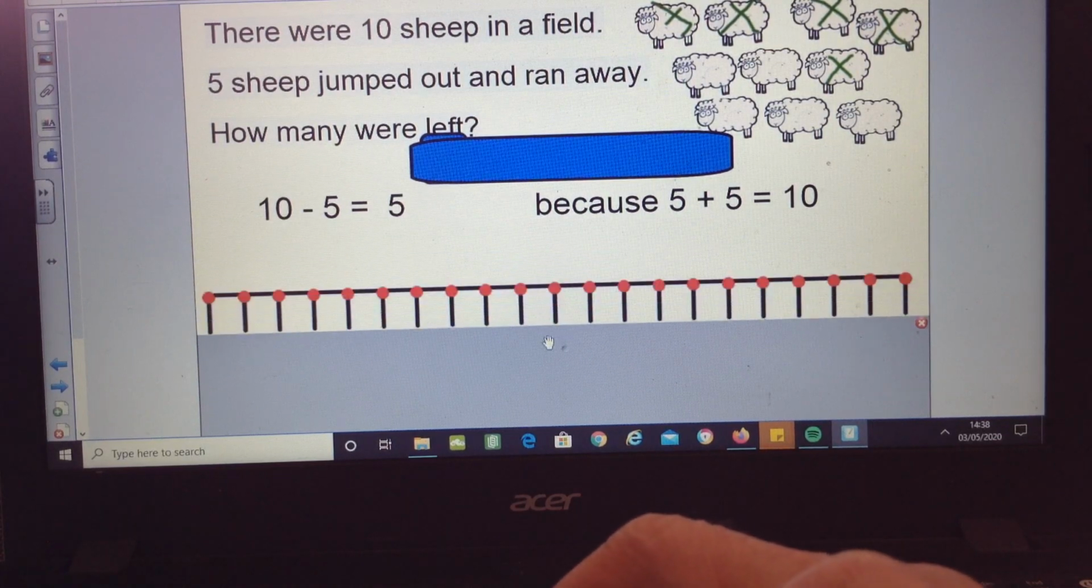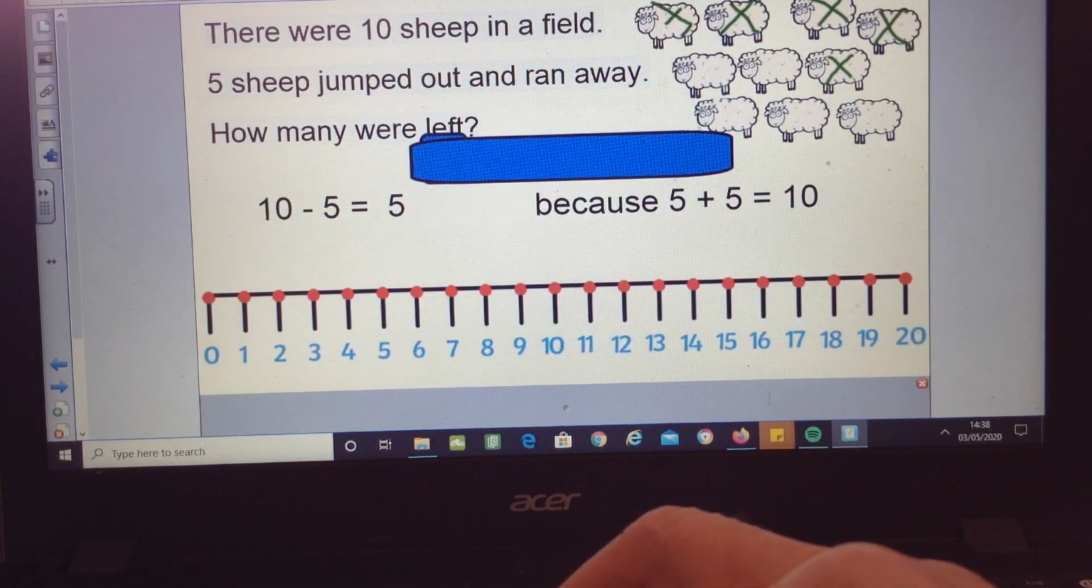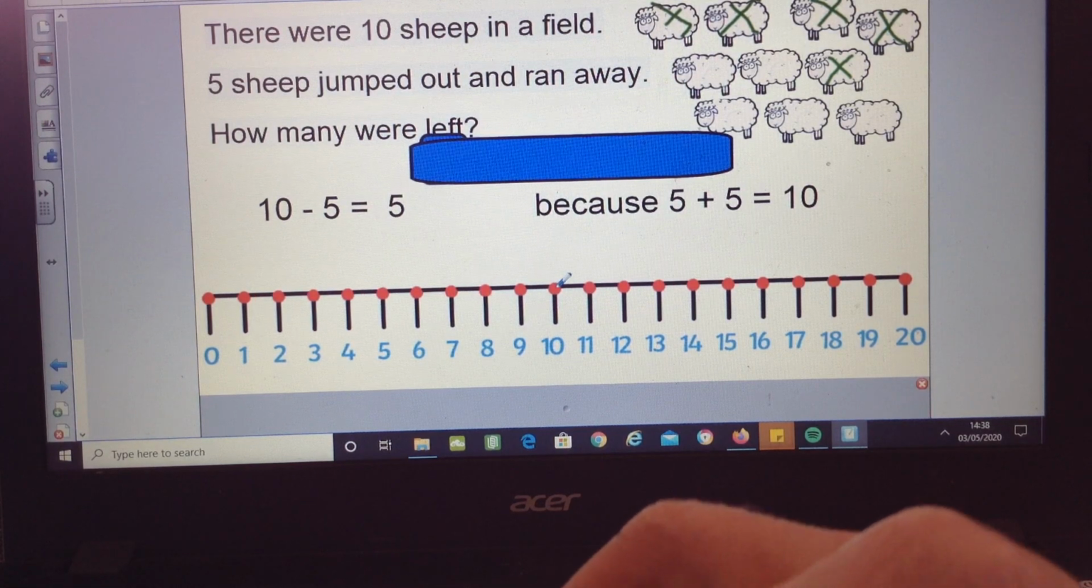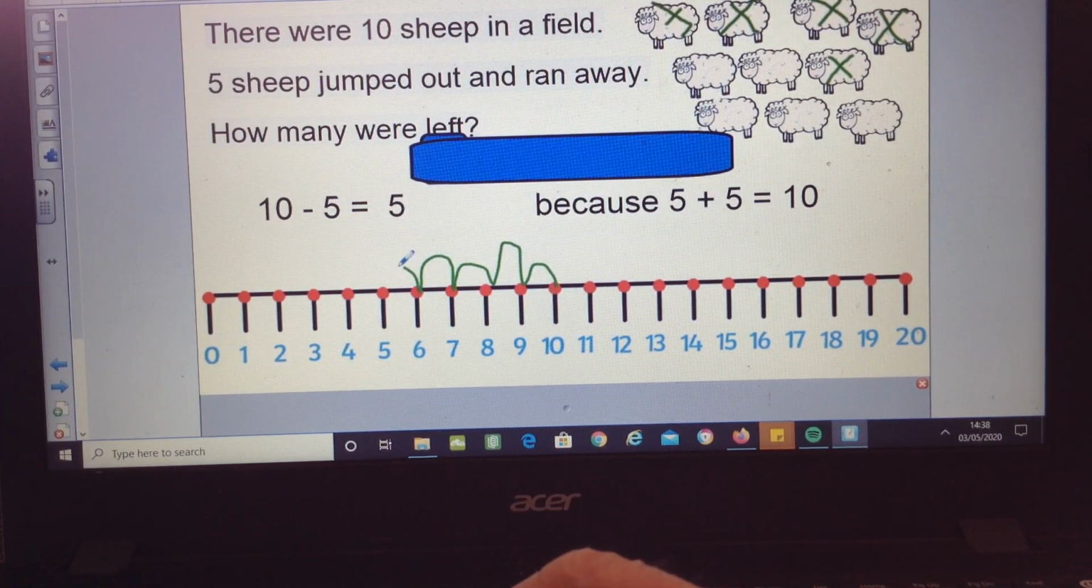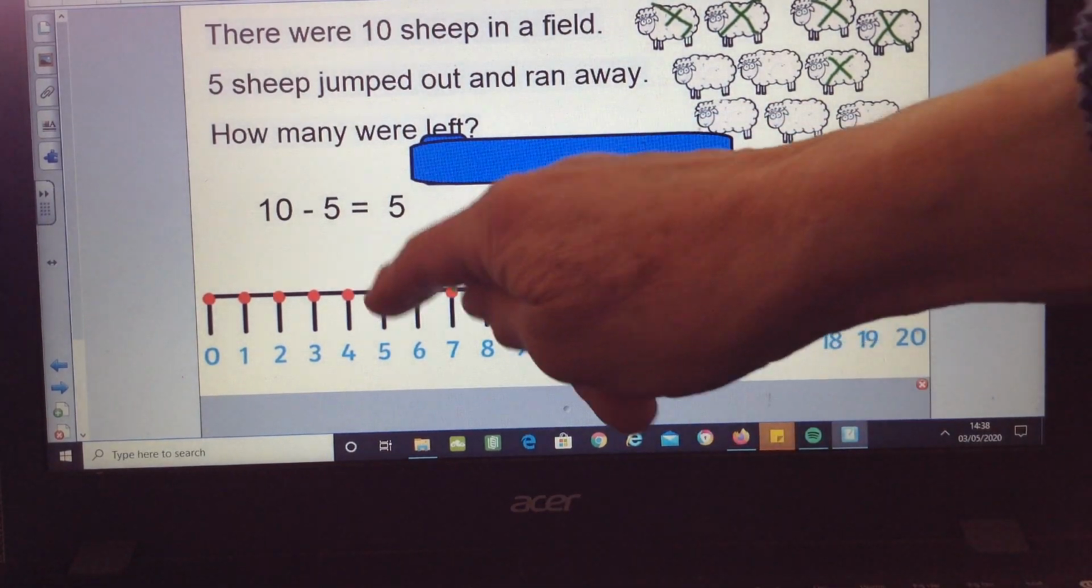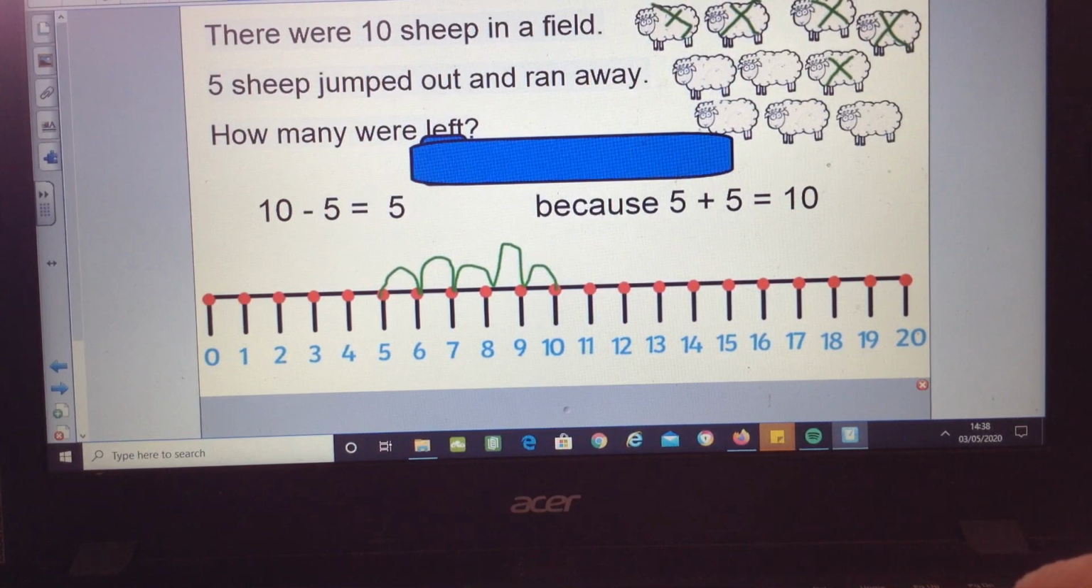Now, if we're going to do it on a number line, let's visualise it in a different way. We start off at 10. We go 1, 2, 3, 4, 5. That wasn't very neat, was it? 1, 2, 3, 4, 5, and we've landed on 5 again.